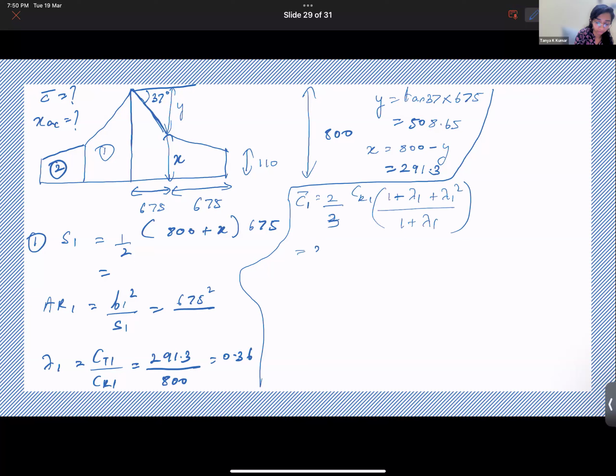So it's 2 by 3, CR1 is 800, and lambda 1 is 0.36, so it's basically (1.36 plus 0.36 squared) by 1.36. This comes to some value.